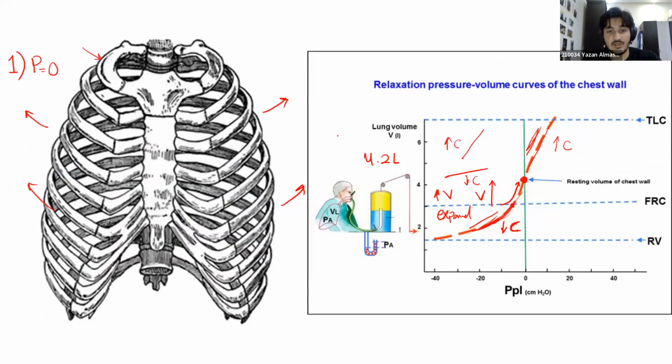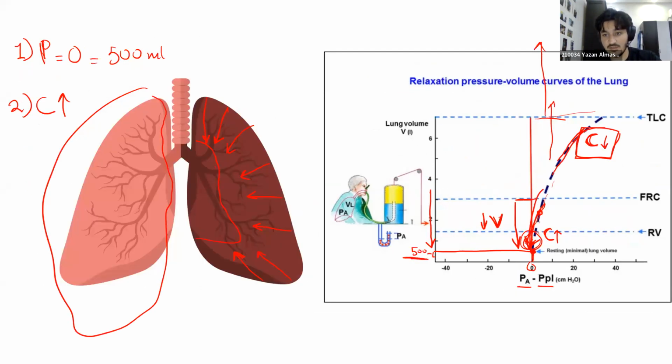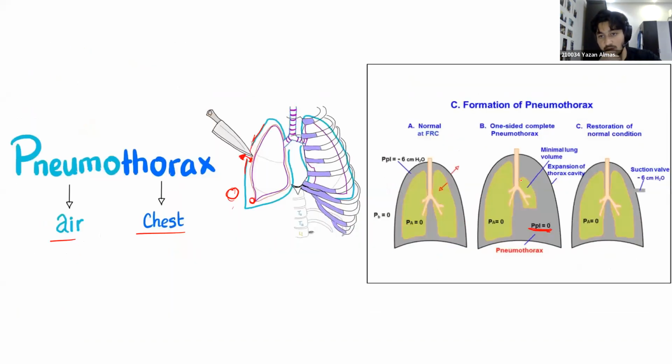they're going to act individually, just exactly like in this curve. The chest wall is going to try to reach its resting volume, and the lung is going to try to reach its resting volume. So the lung will collapse and the chest wall will expand, because we lost the connection, which is the pleural space. Does that make sense?